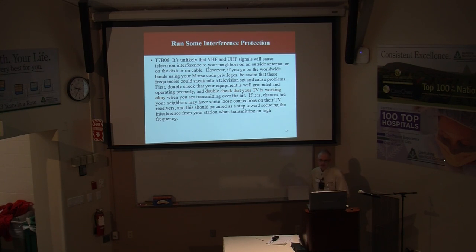It is unlikely that UHF and VHF signals will cause television interference to your neighbors on the outside antenna or the dish or cables. However, if you go out onto the worldwide bands using the Morse code privileges, be aware that these frequencies could sneak into a television set and cause problems. First, double check that your equipment is well grounded and operating properly. And double check that your TV is working okay when you're transmitting over the air. If it is, chances are your neighbors may have some loose connections on their TV receivers.